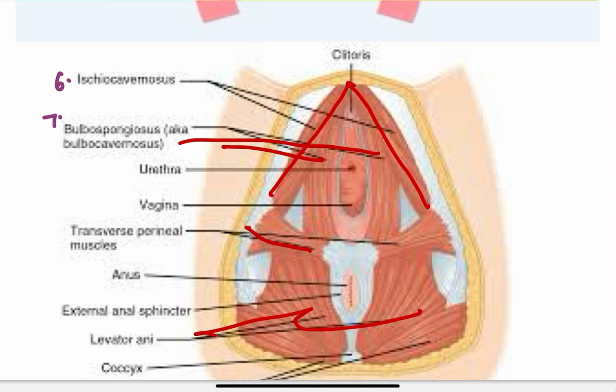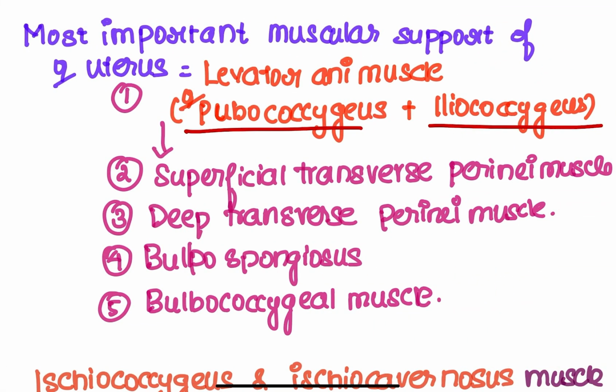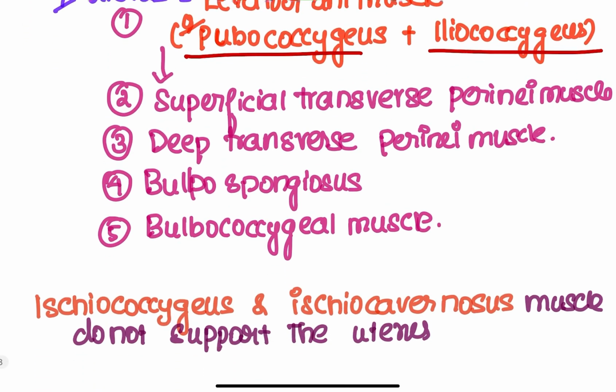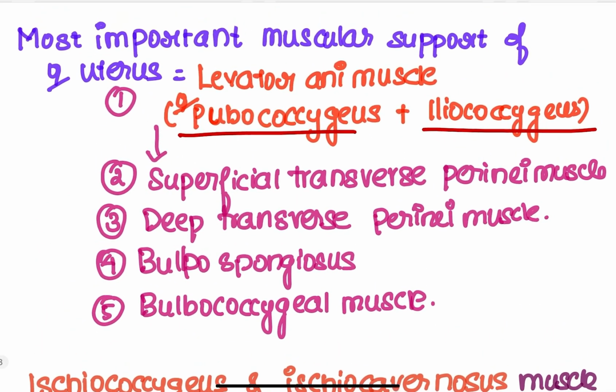Clear? Yes. And as you can see here, these are the levator ani muscle. These are the transverse perineal muscles. We have the superficial transverse perineal and the deep transverse perineal. So basically the muscular supports of the uterus are the levator ani muscle, comprising the pubococcygeus and the iliococcygeus, followed by the superficial transverse perineal muscle, the deep transverse perineal muscle, and the bulbospongiosus and the bulbococcygeus muscle. Those muscles which do not support the uterus are those which are not attached to the perineal body. Those are the ischio-cavernosus and the ischio-coccygeal muscle.